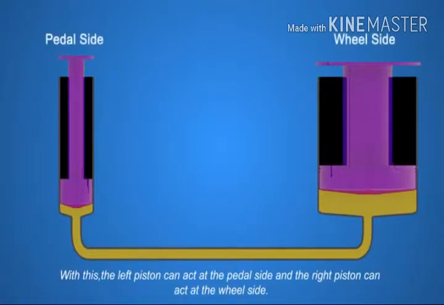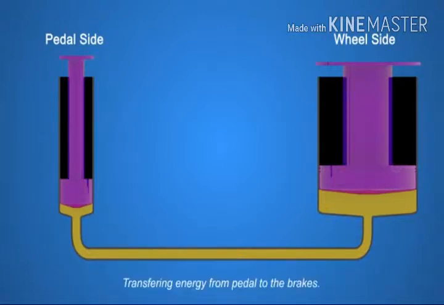With this, the left piston can act at the pedal side, and the right piston can act at the wheel side, transferring energy from pedal to the brakes. Now we know the theory, let's see how this works in real.